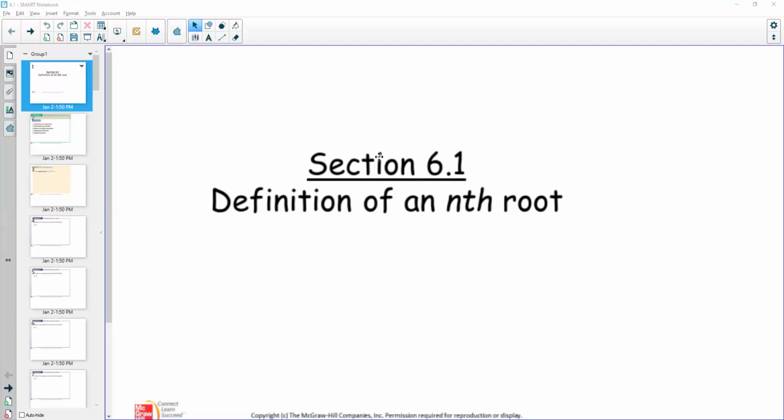Hey everybody, these are the notes for 6.1. Welcome to a new chapter. This is a different kind of thing than what we've been doing, at least for a little bit. As we get started and you have questions, you know how to reach out. In this section, we're talking about roots and radicals.